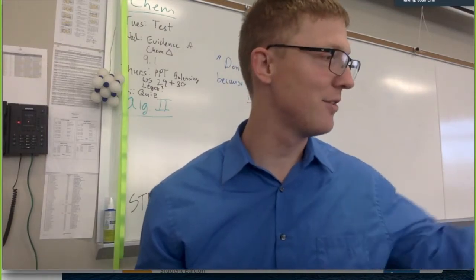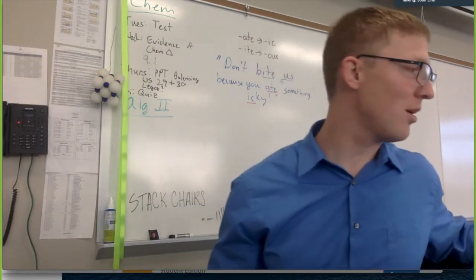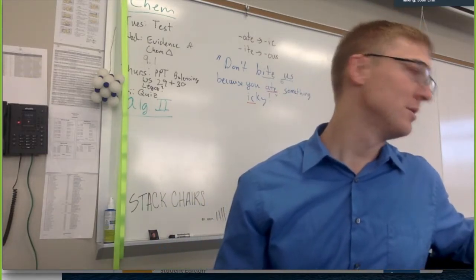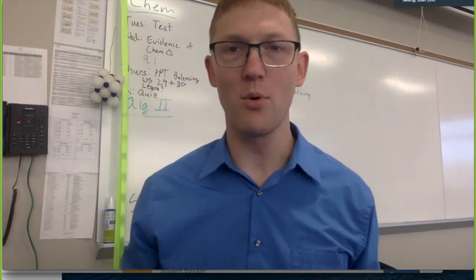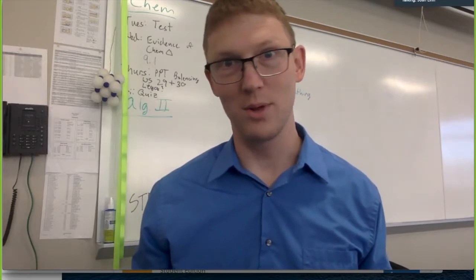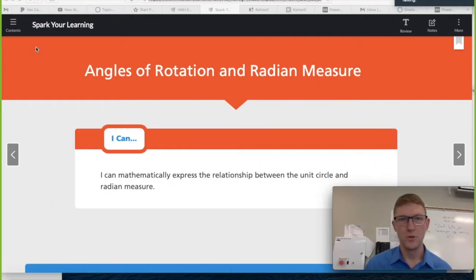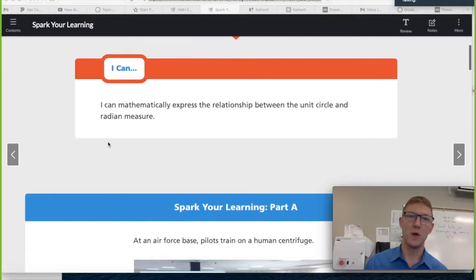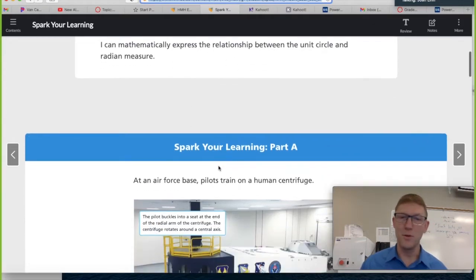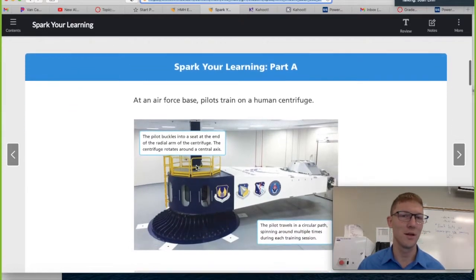Let's get started. We are skipping all the way to section 15.1. So here we go. Let's start with the basics. We're going to start with angles and rotation and radian measure, so I can mathematically express the relationship between the unit circle and radian measure. We'll get to that here in just a minute, but first, let's spark your learning.